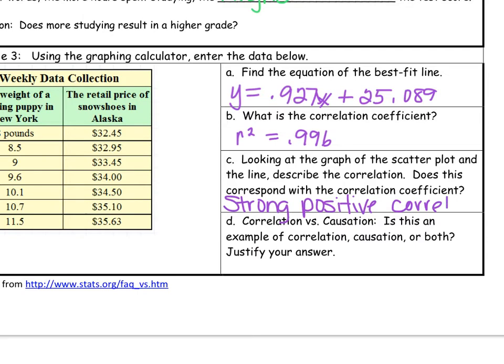So does this imply causation? So what that means is, does the weight of a puppy cause the price of snowshoes in Alaska to go up? And the answer to that is no. So there is a correlation, but there's no causation. And why is there no causation? Because we cannot prove that the weight of a growing puppy in New York will cause the retail price of snowshoes in Alaska to increase. But there is a correlation. Doesn't make sense, but there definitely is a correlation.